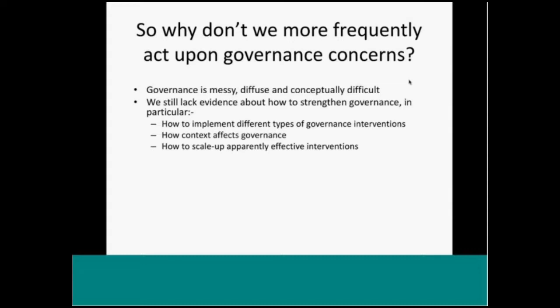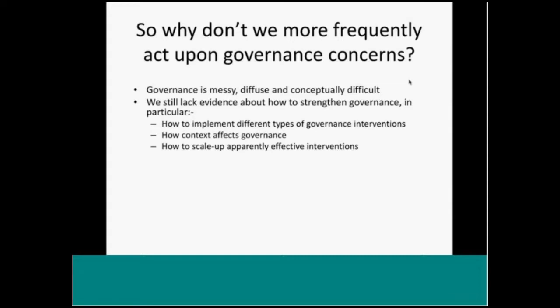Bob talked quite a lot about evidence, and I think that this is a glass half empty, half full, in the sense that there are some interventions around governance and some aspects of governance where we really do have strong evidence to support action. But one of the really difficult things is that we still lack information sometimes about how we take those interventions that appear to be effective in a particular context and implement them in different contexts. What does that implementation process look like? And how do we scale up some of these apparently effective interventions?